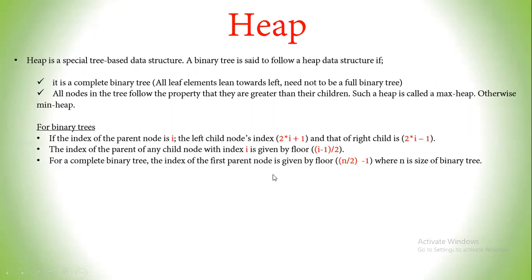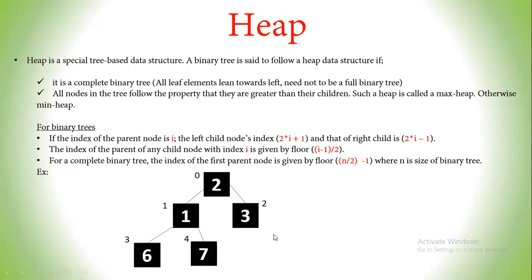So in a given binary tree, the first parent will be given by the index n over 2 minus 1. That is, we have to round down or take the floor function, where n is the size of the binary tree. These three facts I'll demonstrate using an example. This binary tree I have created has 5 elements, 1, 2, 3, 4, 5, so n is equal to 5. At the top I have indicated the index of each element of this binary tree: 0, 1, 2, 3, 4.